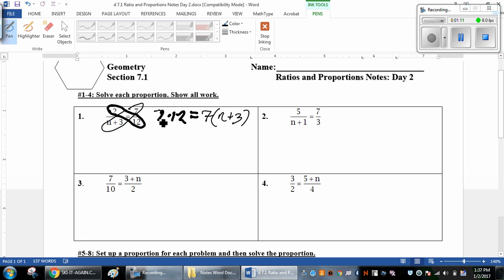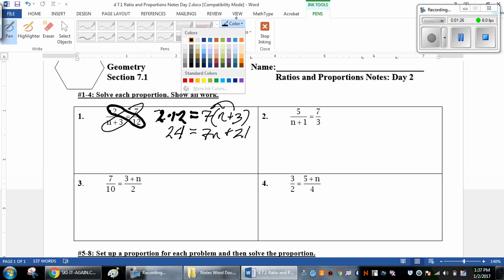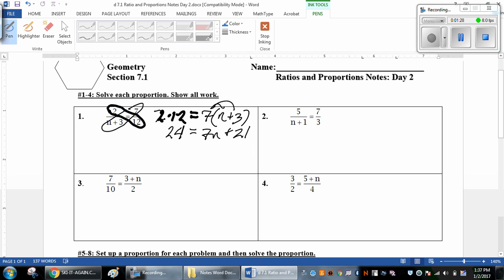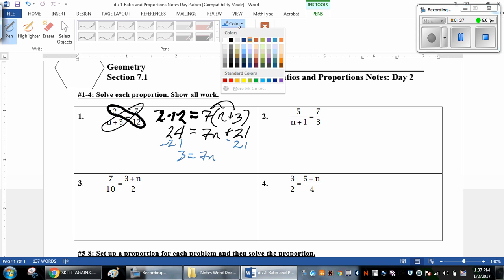All right, so let's go ahead and solve this. 2 times 12 is 24 equals, distribute that, 7n plus 21. All right, let's continue with our equations. This isn't a big deal, right? Subtract 21 from both sides. 24 minus 21 is 3 equals 7n. And we're going to divide by 7 now.